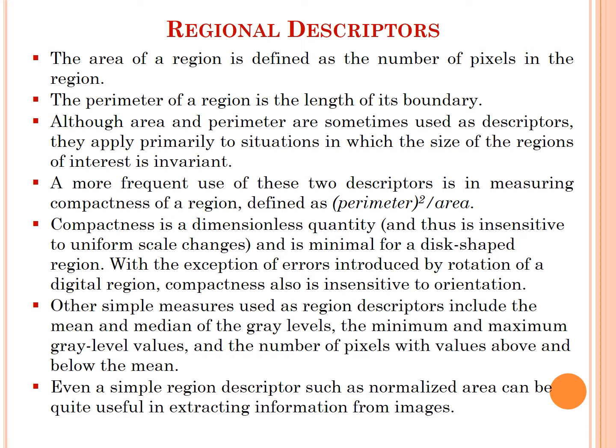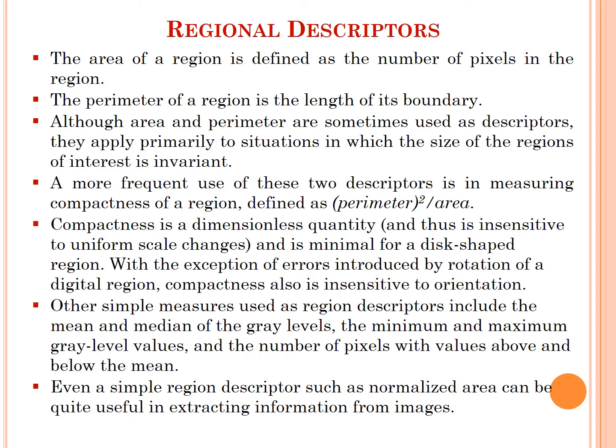A more frequent use of these two descriptors is in measuring compactness of a region, defined as perimeter squared divided by area. Compactness is a dimensionless quantity and thus is insensitive to uniform scale changes and is minimal for a disk-shaped region. With the exception of errors introduced by rotation of a digital region, compactness also is insensitive to orientation.